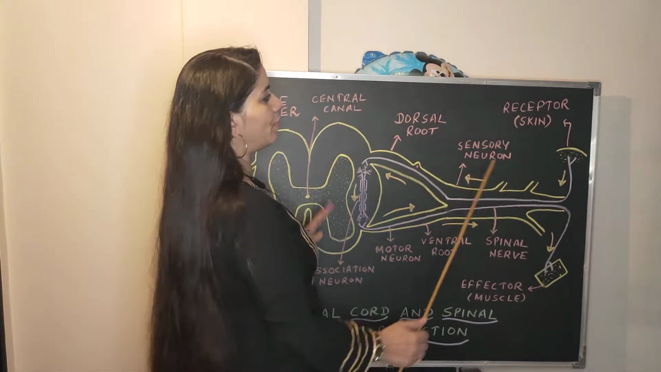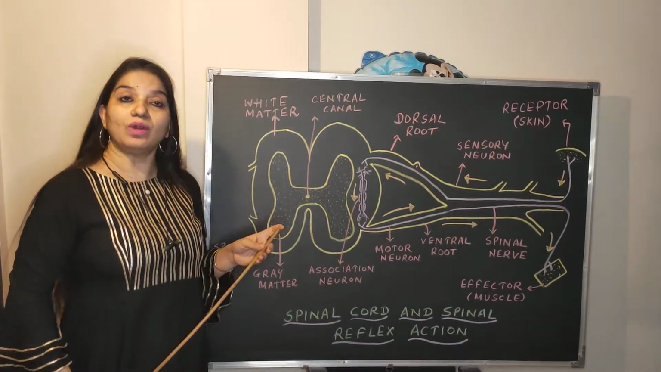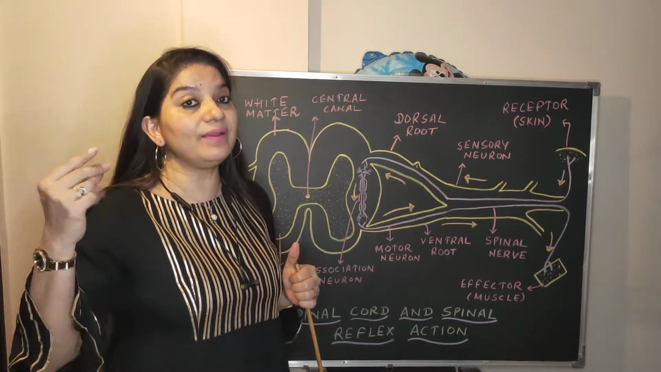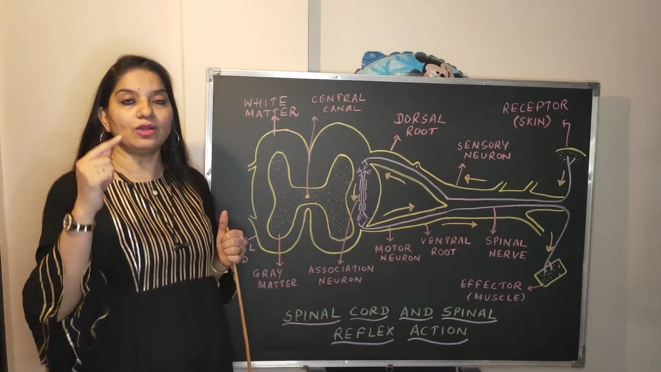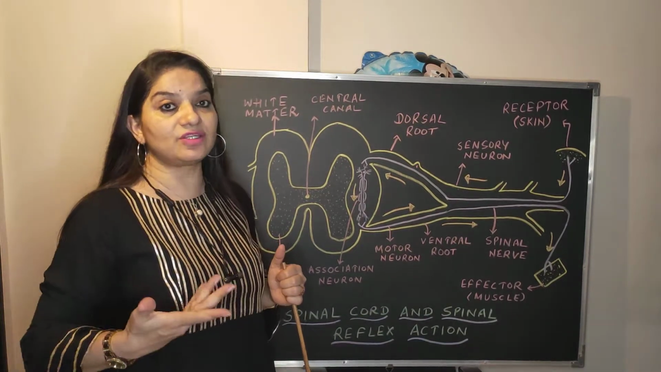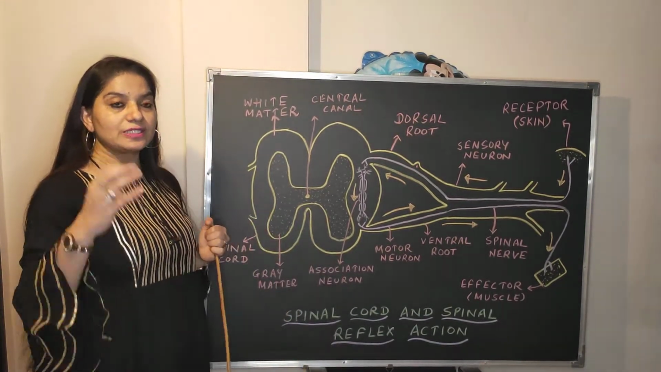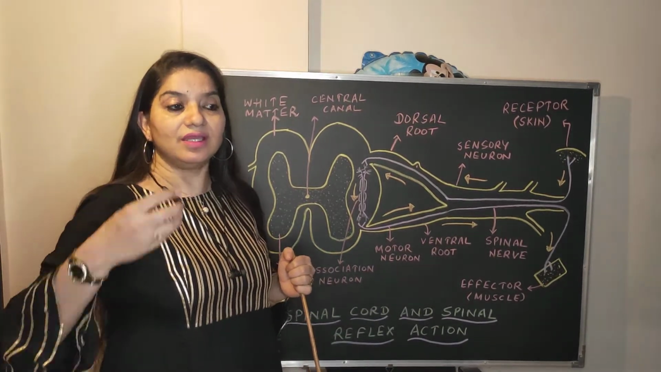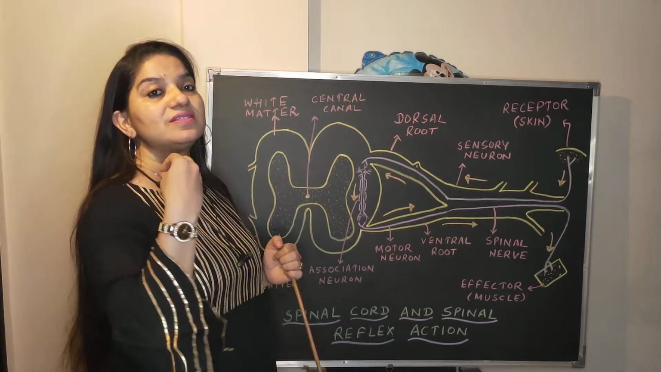Now let us discuss about the reflex action. Now what is reflex action? It is sudden, automatic or quick, immediate. One word. Sudden, automatic, quick or immediate. Involuntary response to a stimulus. So it is sudden, automatic, quick or immediate involuntary response to a stimulus.